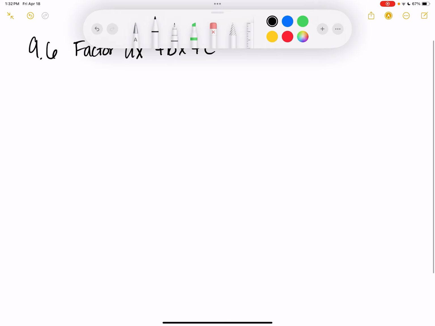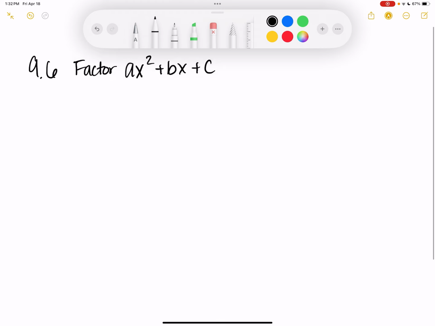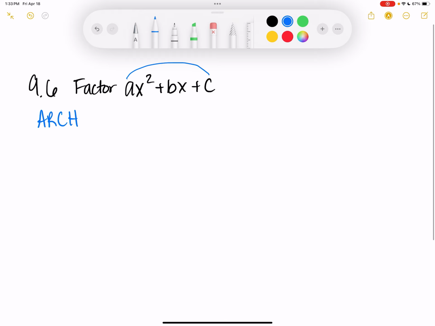So, we're going to talk about this new method of doing this. Before, we were looking at whatever the last term was, we were figuring out what two numbers multiply by each other to equal C and add up to equal B. So there's not really any new notes here. It's just a new method that we use. I use the arch method to do this. Those letters don't really stand for anything. It's just that we literally multiply A times C, and that's how we figure this out.